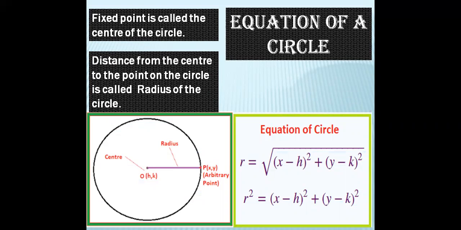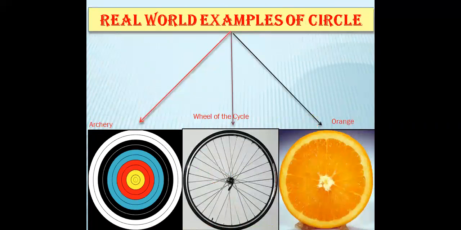In order to find the equation, first of all we take the coordinates of the center, which are (h, k), and let us suppose that P(x, y) is any arbitrary point on the circle. The distance between O and P is called the radius of the circle, and it is given by the distance formula: r squared equals (x minus h) whole squared plus (y minus k) whole squared.